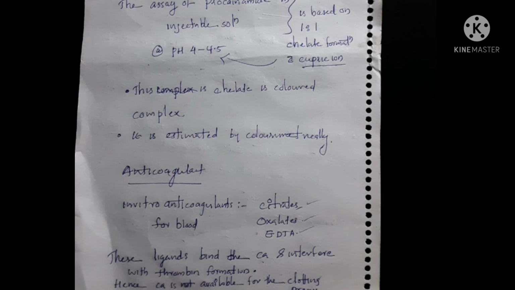Some chelates act as anticoagulants, for example citrates, oxalates, and EDTA. These are in vitro anticoagulants for blood. These ligands bind calcium, so they interfere with thrombin formation. Calcium is not available for the clotting process, so clotting will not occur. So these are the important applications of chelates in pharmacy.